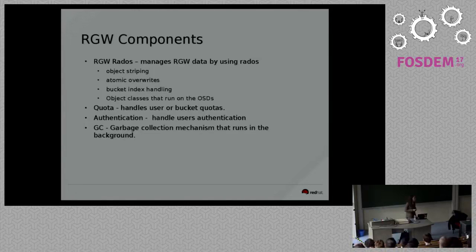We have quota, per user and per bucket. We have the authentication layer, because in many layers you sometimes need to authenticate again. So we support AWS 3, AWS 4, Keystone V2, Keystone V3, LDAP. There's work going on STS, but hopefully it will be in the end of Kraken or maybe in Luminous.